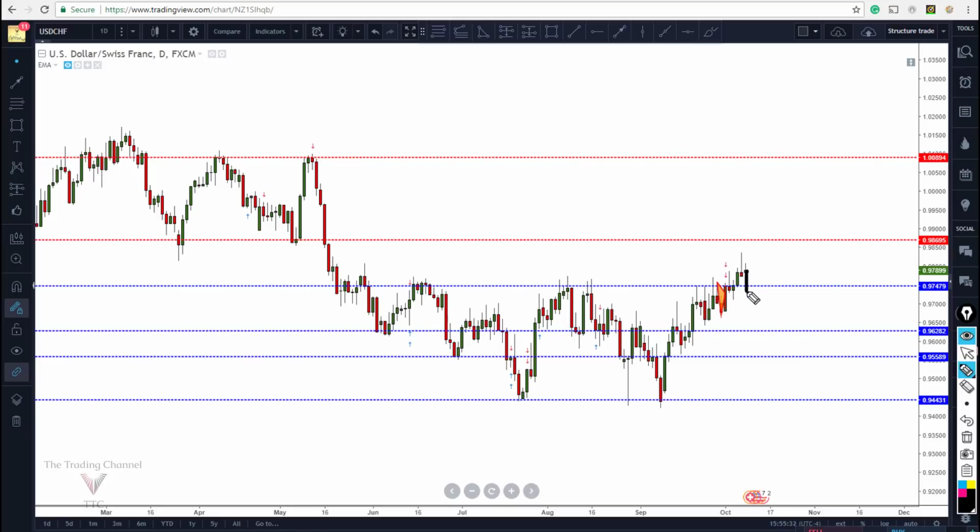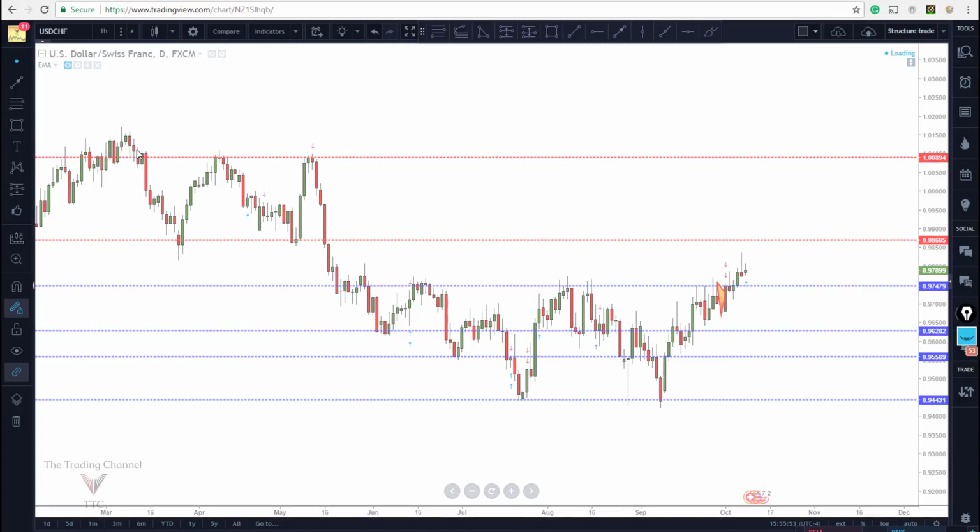But if this market pushes down below the 0.9747 level, the next level we'll be looking at for support and for long trading opportunities is the 0.9628. In that zone, we'll be looking for a reason to go long on the dollar Swiss. So now let's go ahead and drop down to a smaller time frame. And first, we're going to go down to the 1-hour chart.